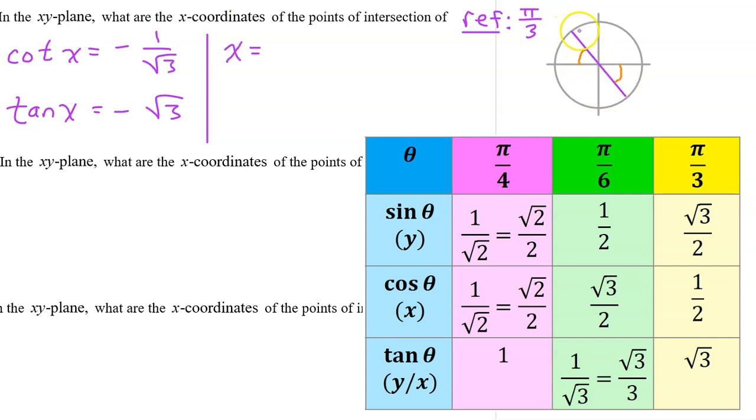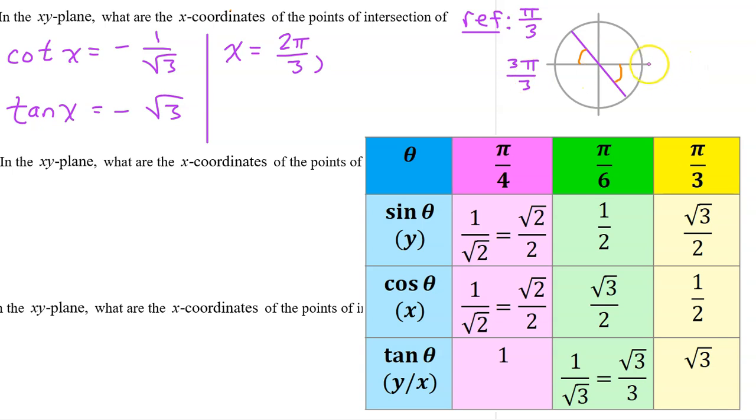What is the angle in the second quadrant that has a reference angle of pi over 3? Well, pi is right here, and we can think of pi as 3 pi over 3. Therefore, this angle will be pi over 3 less than 3 pi over 3, which is 2 pi over 3.